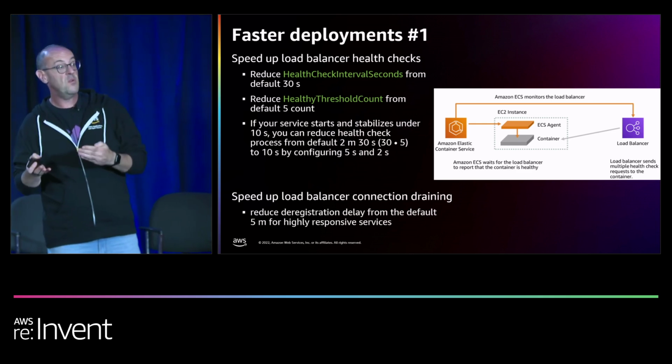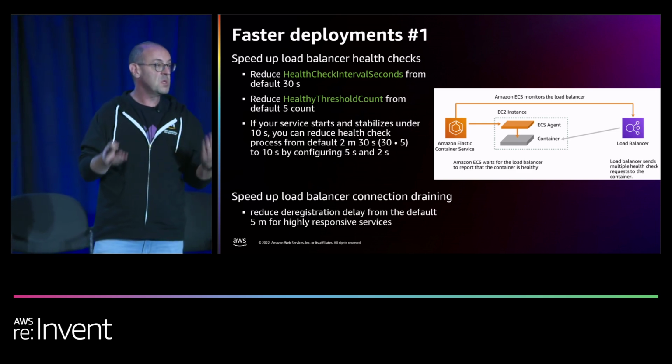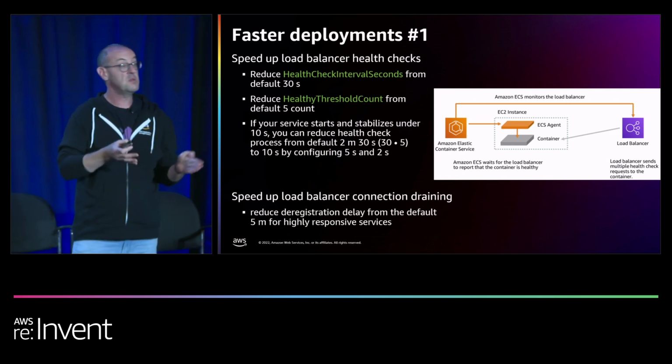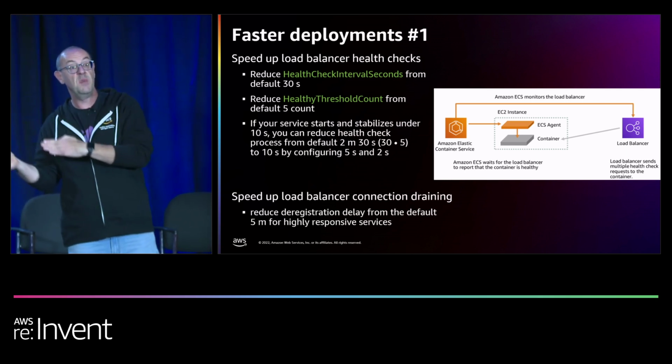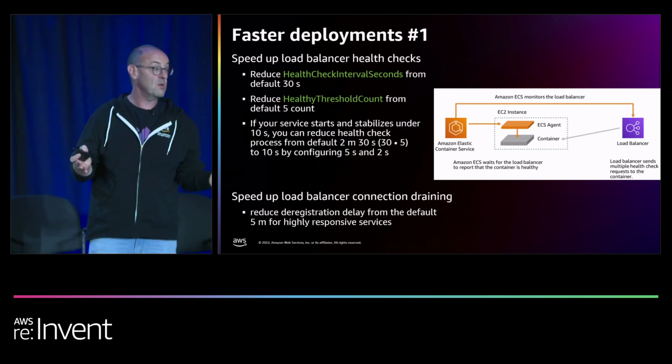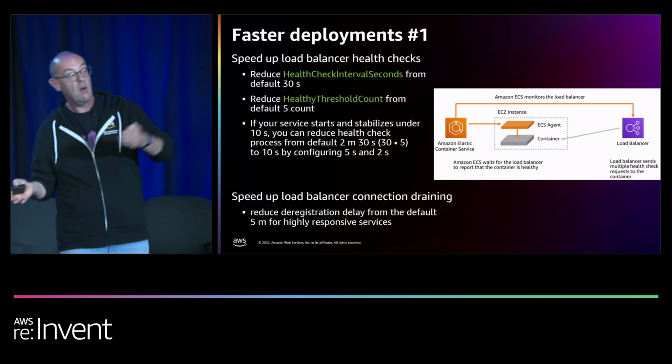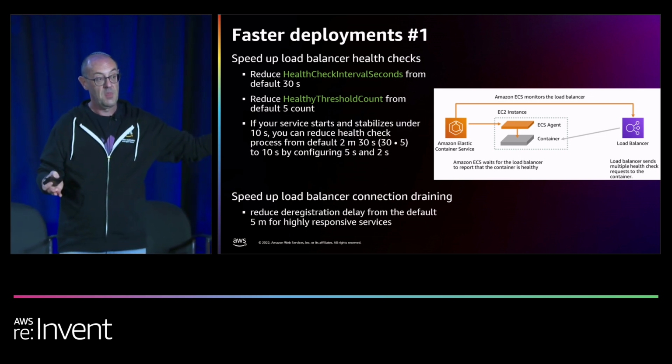For example, if you reduce the interval seconds to 10 seconds and the threshold count to 2, instead of going from 2.5 minutes until your application becomes live in your load balancer, it will take you 20 seconds. That allows you to scale up a lot faster.